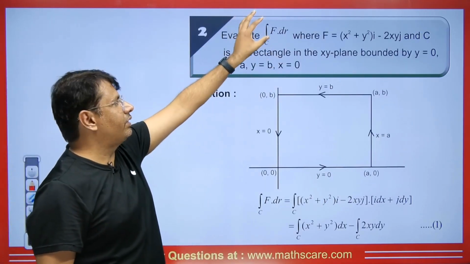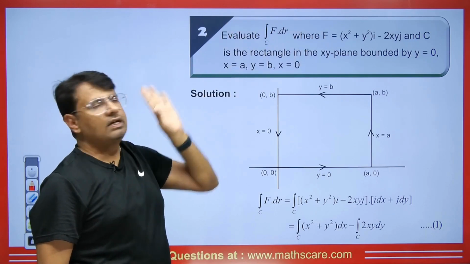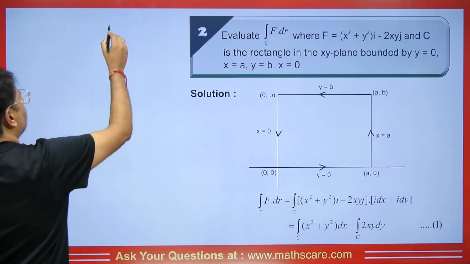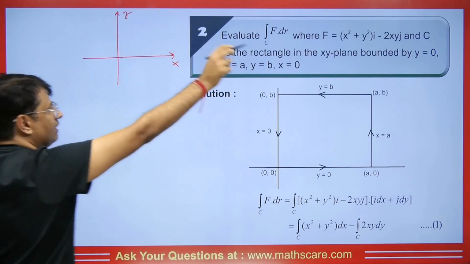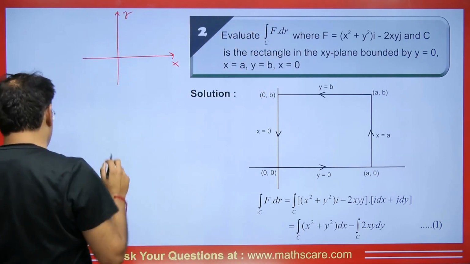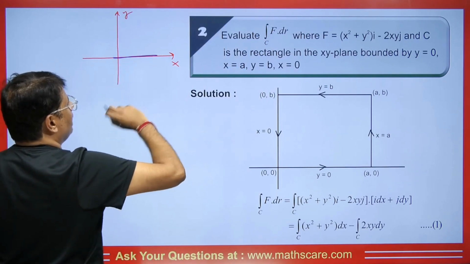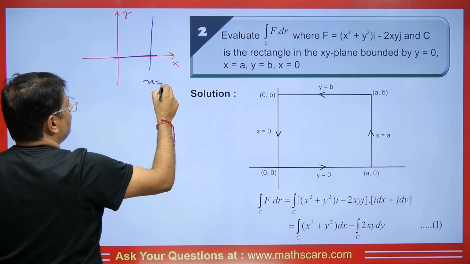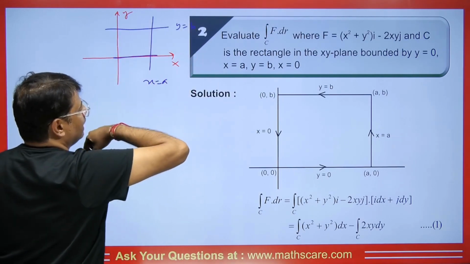We have to calculate the value of F dot dr, and we are given F and a rectangle where we are given 4 lines. There's no need to worry. What we will do is write that this is the x-axis and this is the y-axis. We'll draw this. So y is equal to 0. What does y equals 0 mean? We have the x-axis, right? And x is equal to a line. So this will be our x is equal to a line. Y is equal to b line. So this will be our y is equal to b line.